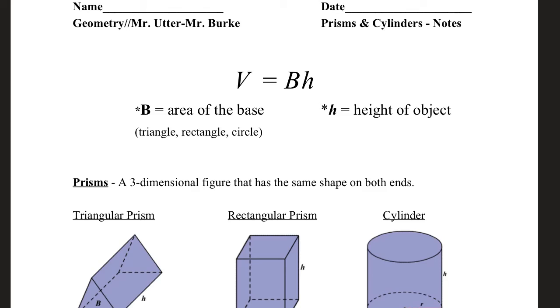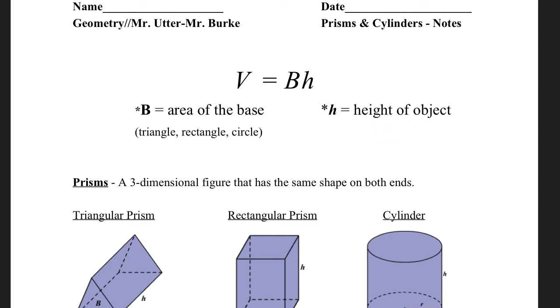Hello, everyone. In this lesson, we're going to take some notes on the volume of prisms and cylinders. Okay, so the formula for volume is very simple. We just take the base and we multiply it by the height of the object. The base in this case is the area of the figure that is on the base of the figure, which can either be a triangle, a rectangle, and therefore a square, or a circle. Okay, and then we just multiply it by the height of the object.